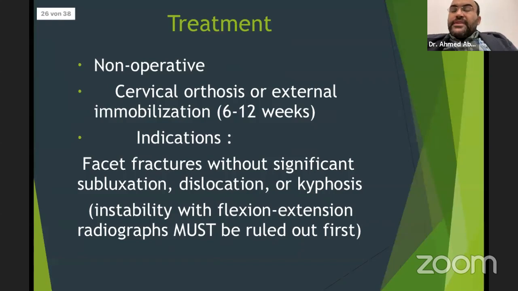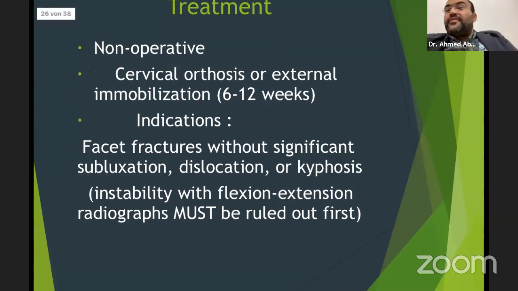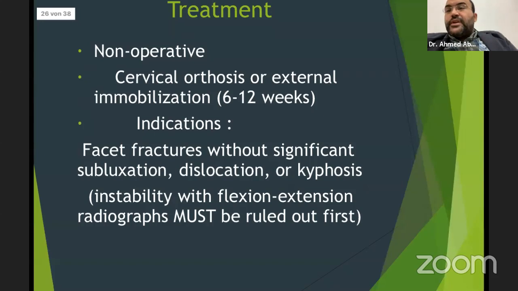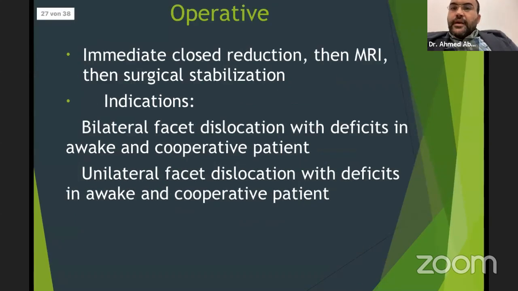Treatment comprises non-operative treatment or operative treatment. The non-operative treatment is in the form of cervical orthosis, external immobilization for 6 to 12 weeks. This is indicated in facet fractures without significant subluxation, dislocations, or kyphosis. Instability must be ruled out first with flexion and extension radiographs. You cannot go for non-operative or conservative management unless you rule out an element of instability in the flexion and extension radiographs. The operative management includes immediate closed reduction, then the MRI and surgical stabilization.